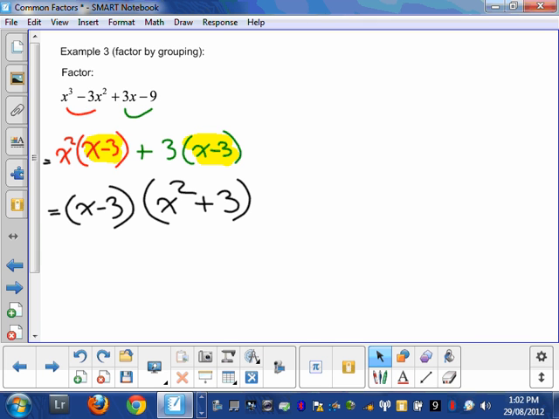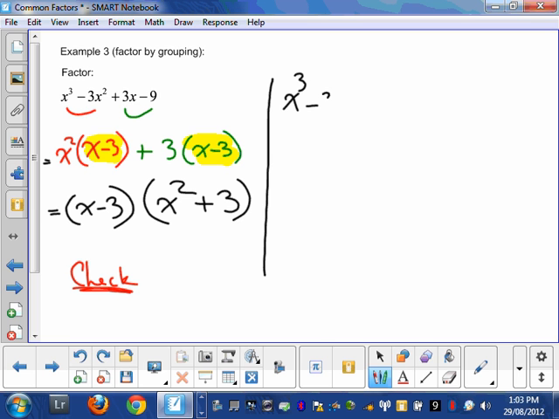I factored by grouping. Now, what's next? Always check by expanding. Now I was wondering, can we factor by grouping in a different way? Is there another possibility? For example, x cubed minus 3x squared plus 3x minus 9. What happens if I group the first and third term, and the second and last? Do you think I can do that? Sure, we can do that.